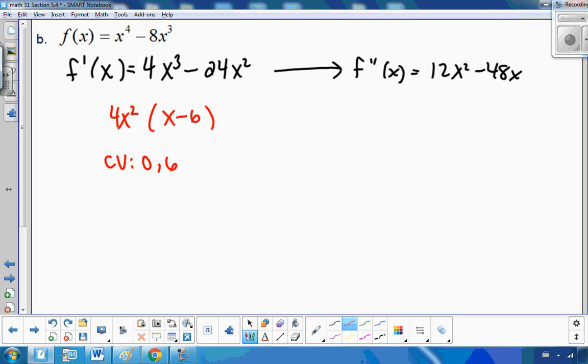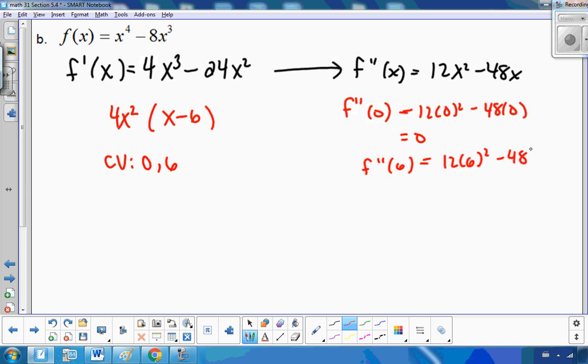And I'll put those into my second derivative. My second derivative at 0 is 12 times 0 squared minus 48 times 0, which is 0. My second derivative at 6 is 12 times 6 squared minus 48 times 6, which is 144. Okay, so my first derivative is 0 and my second derivative is also 0, which means that the second derivative test fails for x equal to 0.